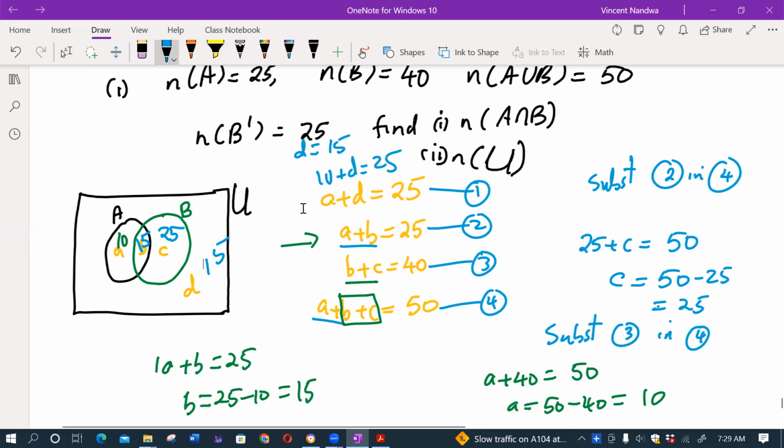Therefore, the answer to the first part, the cardinality of A intersect B, is clearly part B, which is 15. And then the cardinality of the universal set is A plus B plus C plus D, which is the same as A plus B plus C, already given by 50, then plus D, which is 15, then we get 65. So the answer here will be 65.